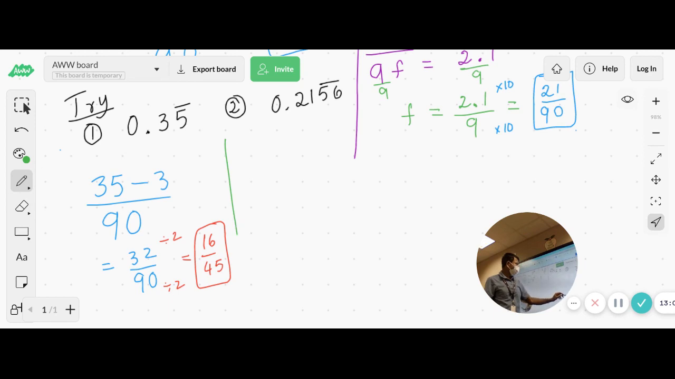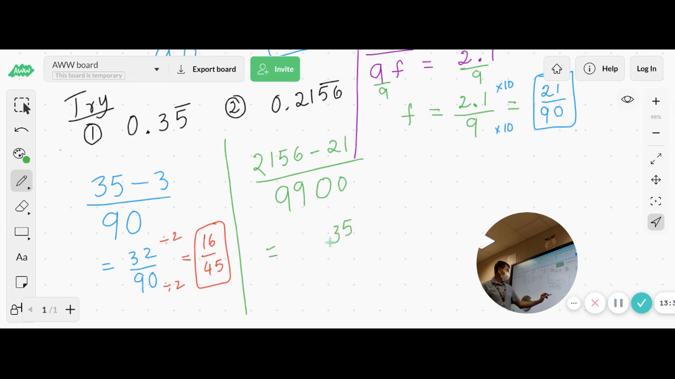For this one, you're going to write 2156 minus the non-repeating part, which is 21, over, under the repeat I have 2 numbers, so I'm going to put two 9s, and without repeating I have 2 numbers, so I'm going to put two zeros. And my answer is going to be, subtract that, 5,3,1,2 over 9,900. I think you can reduce it with the 5, and then you can get the answer there too. Good work, guys.